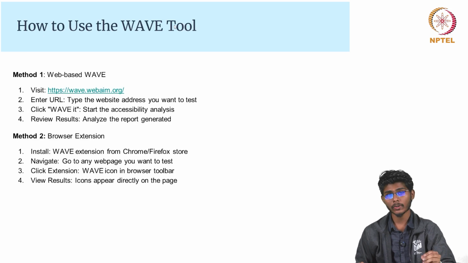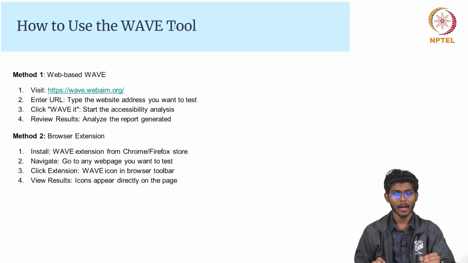So how to use this Wave tool? There are two methods, as I mentioned. It can be installed in multiple ways. One is that we can visit wave.webaim.org, where we can paste the URL of any web interface that we want to analyze, and then click Wave it to start the accessibility analysis. There it will generate the whole report.